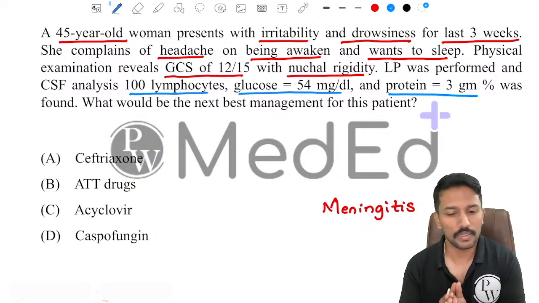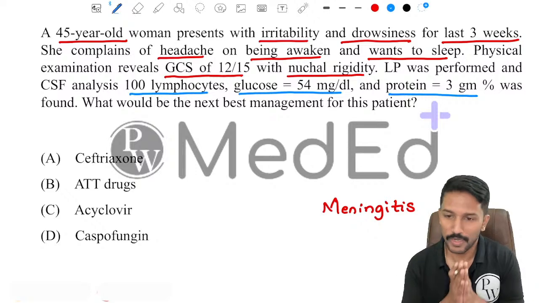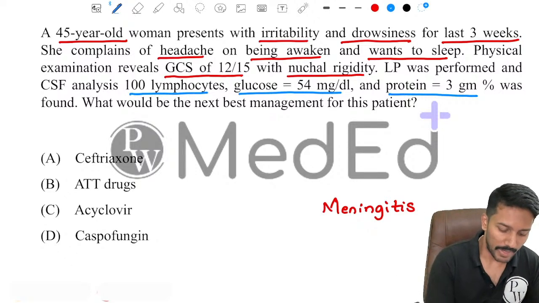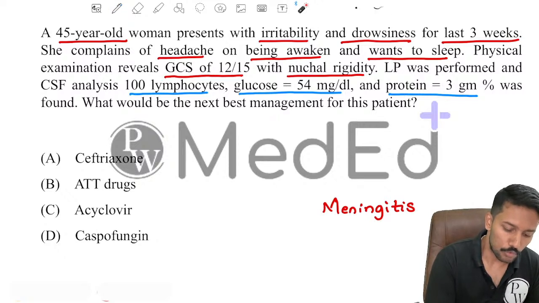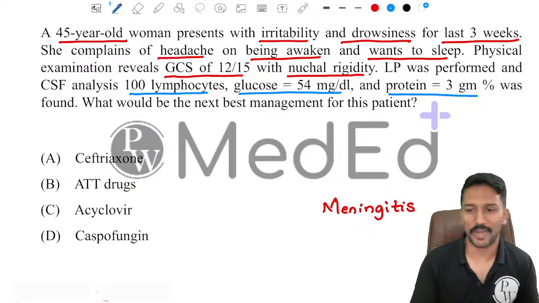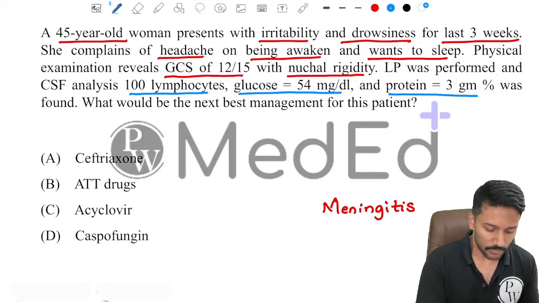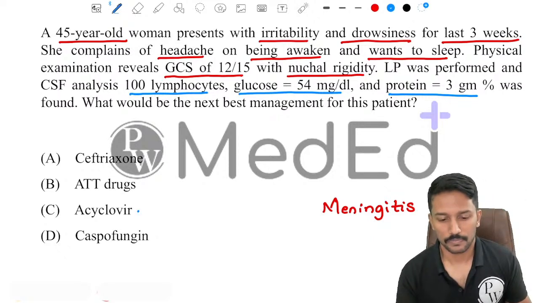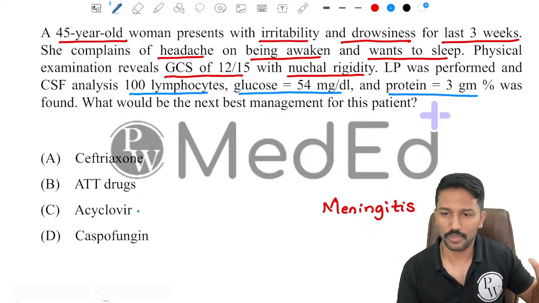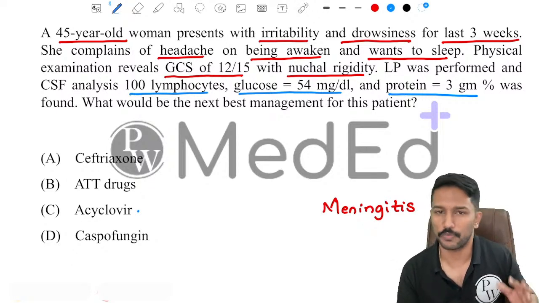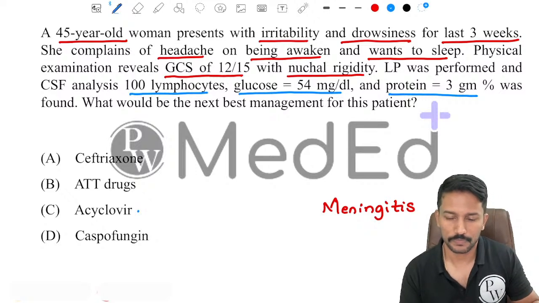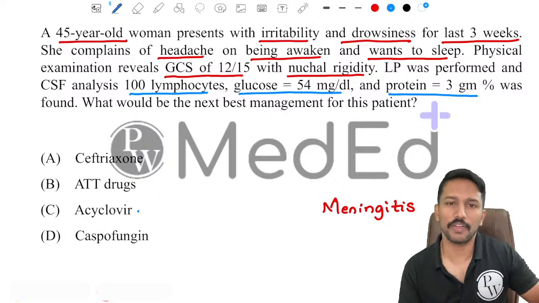I think all of us do agree that this is not bacterial meningitis, right? Why is it not bacterial meningitis? This is not bacterial meningitis because in bacterial meningitis, there will be neutrophil predominance, right? Like more than 80% of the cells will be neutrophils only. But why is it not viral? In viral also you will have lymphocyte predominance.